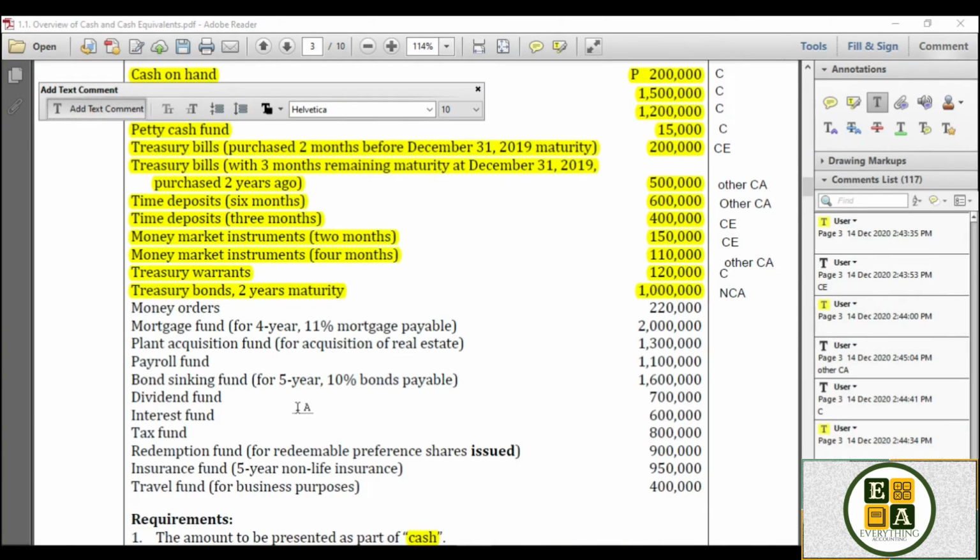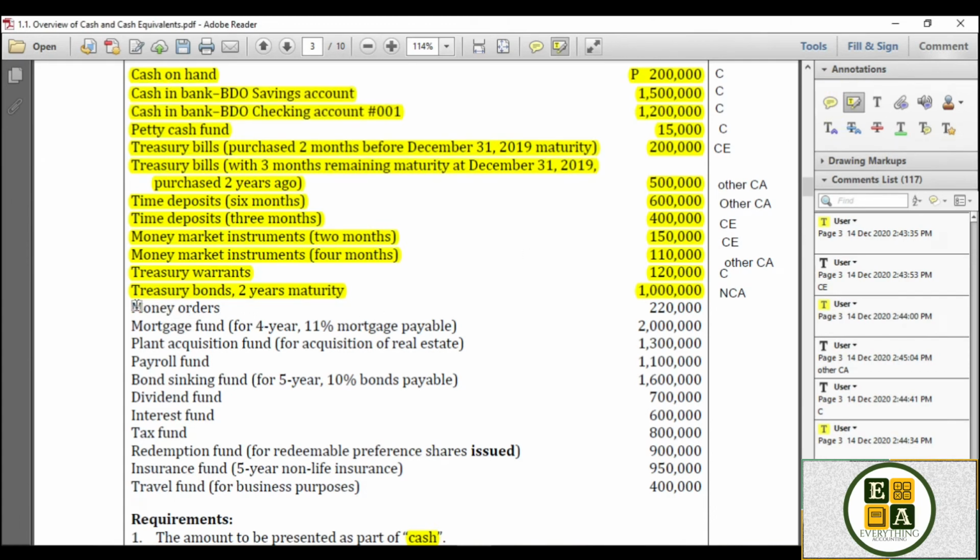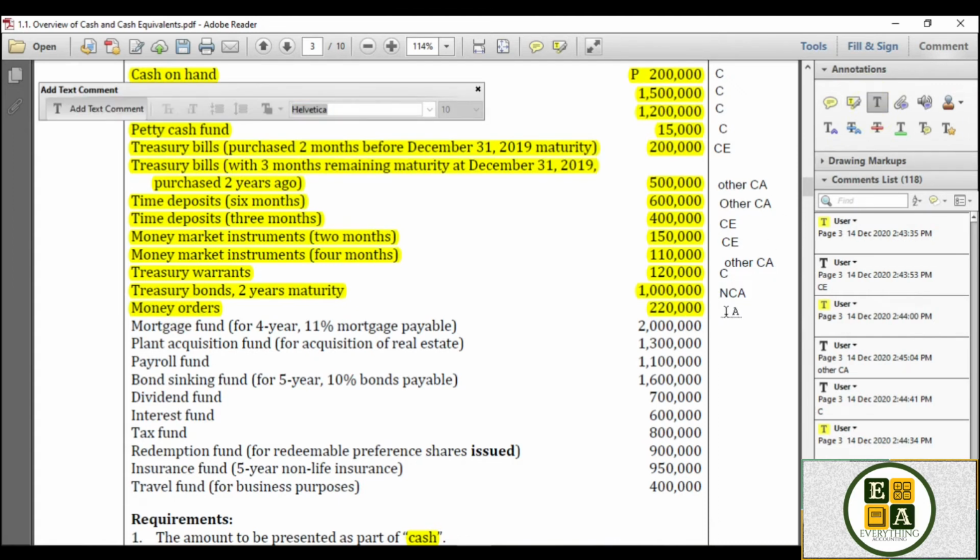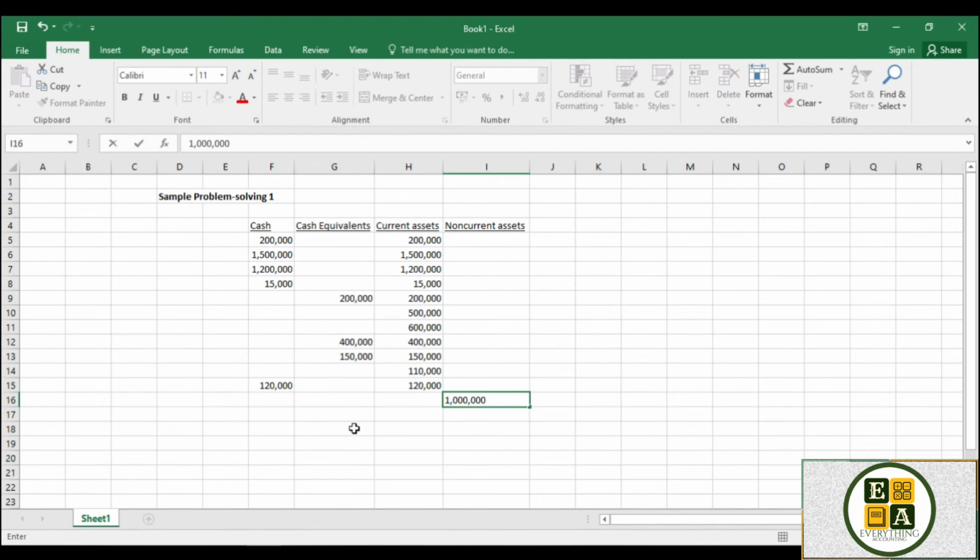The next, we have money orders. Sabi ko ulit sa money orders, part of cash. Okay? So, this is cash. So, 220,000. Papasok as cash, 220,000. Papasok din as current asset.